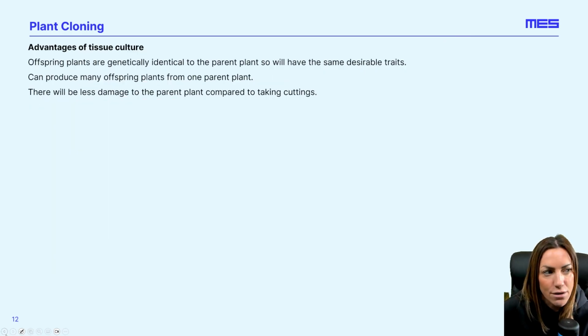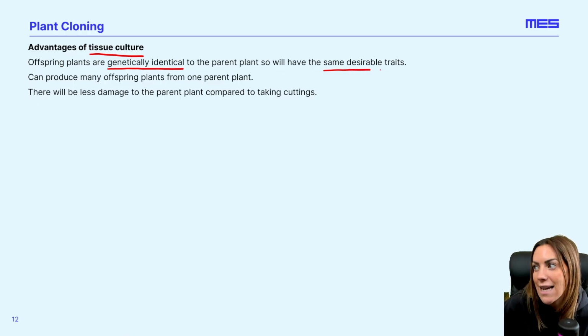Now let's go through the pros and cons of each method. So in terms of tissue culture, which was, remember, where we just scraped off a few cells and used the cells to grow whole plants, offspring plants are genetically identical to the parent plant. So if the parent plant had desirable traits, you're guaranteed the offspring plant will have the same desirable traits. That's kind of a pro for both methods though, whether it's tissue culture or taking cuttings. You can give that as an advantage.